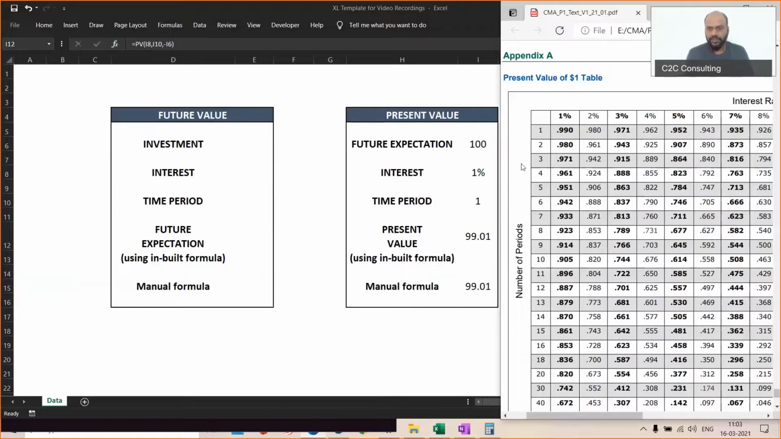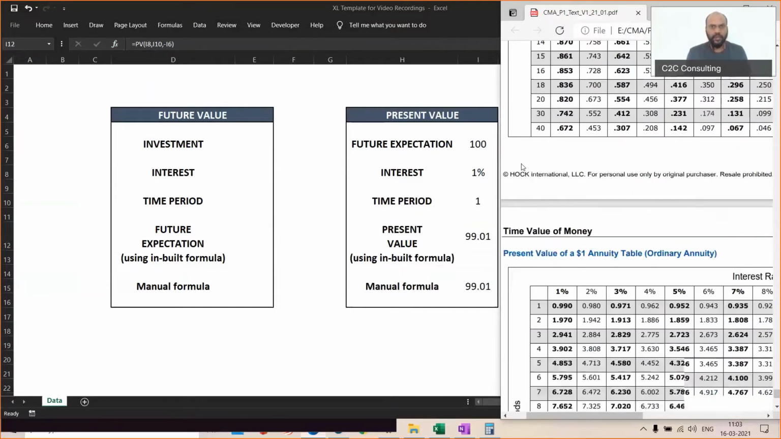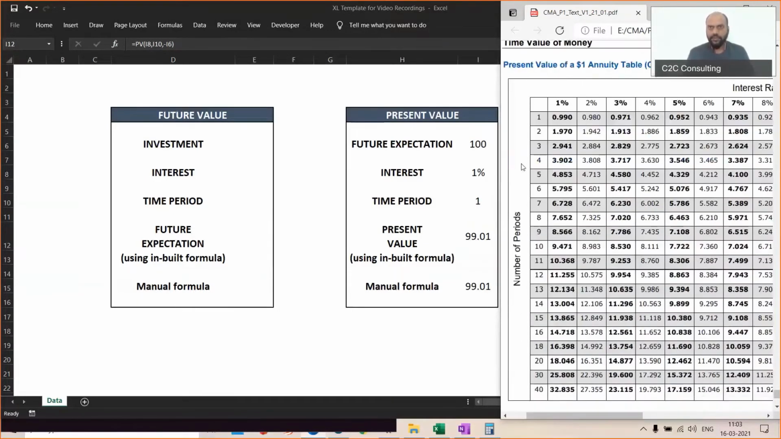So since I am using the CMA US Hawk material here, I'm just continuing with the same. And here it says the present value of a $1 annuity. The meaning of annuity is repetition. So every time period, either yearly or whatever, I'm repeating the same amount.